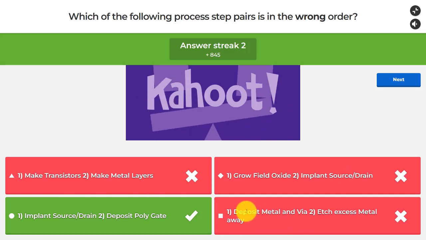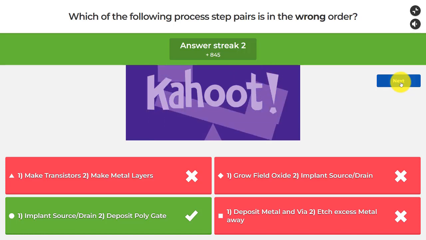Okay, do we deposit metal in via and then etch excess metal away? And yes, what we do is we first do the deposition and then we etch away the metals. But do we implant the source and drain and then deposit the polygate? No, we first make the polygate and use the self-alignment of it to then implant the source and drain. So this is the wrong answer, which in the case of this question is the correct answer.